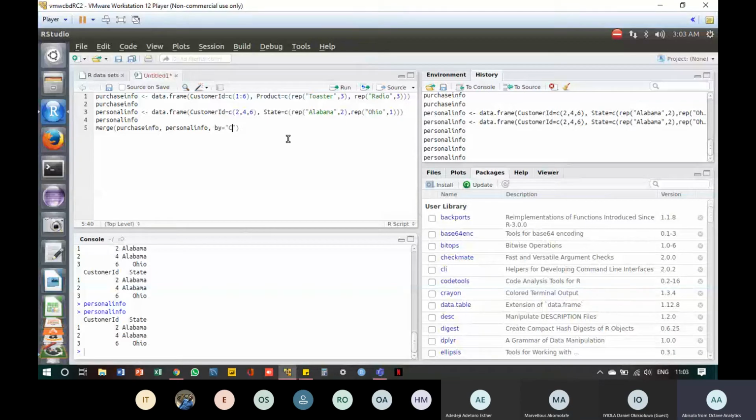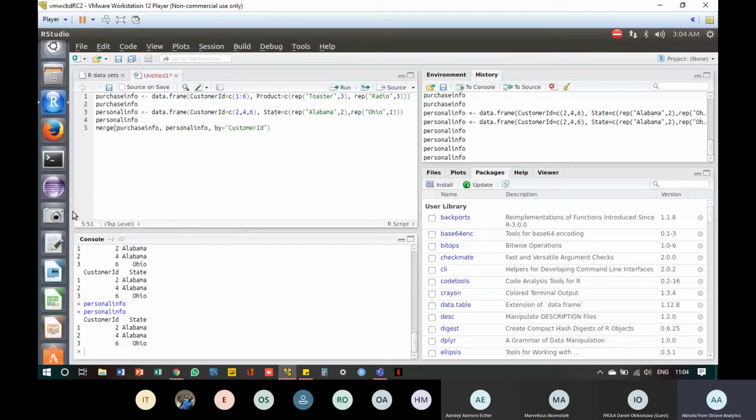So when customer ID is common to both columns, you join on customer ID. You join on any column that is common to both of them. You cannot join on, say, state because we don't have state in the other data frame. We don't have state in purchase info. So you join on customer ID.